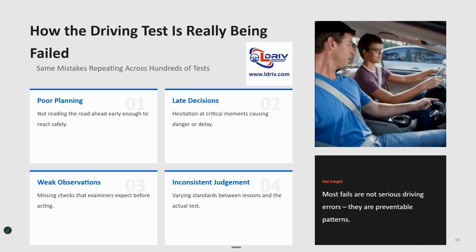Now it's a general category, easily put: you didn't observe correctly at the traffic light or this or that, so it can go into an observation fault. But at the same time, it's also to do with identifying the junction and understanding the priorities. So if you look at poor planning, that is identification. It's all about identification. You can't plan if you can't identify. Late decisions, again, observation, isn't it?